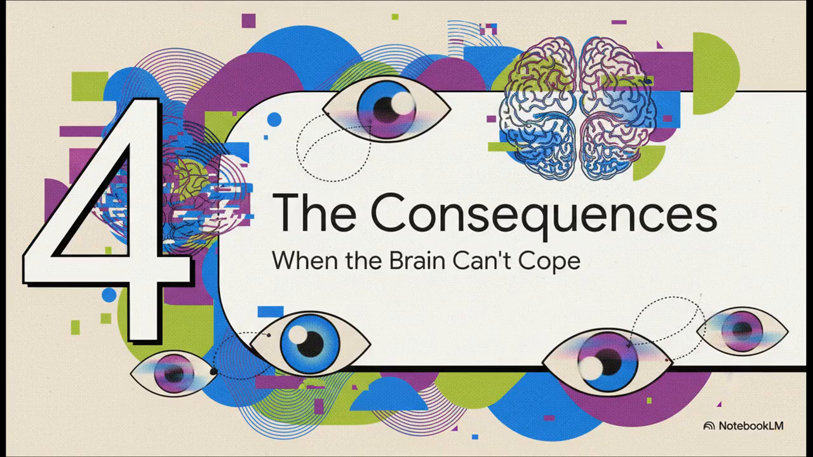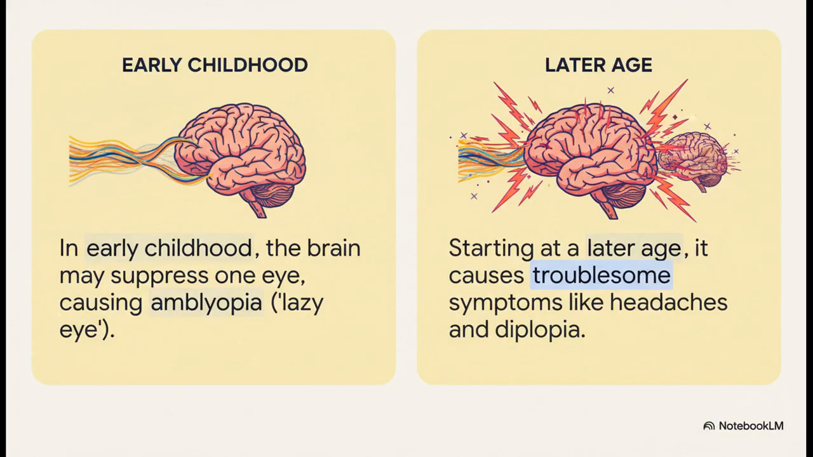So let's talk about the long-term consequences. What happens when the brain can't cope? Either because the image difference is just too big, or because that amazing adaptation just doesn't happen the right way. This is where timing is absolutely everything. If this happens in early childhood, when the brain's vision center is still developing, it might just take a drastic step. It will literally suppress or just ignore the image from one eye to avoid the confusion, and that can lead to amblyopia, what most of us know as a lazy eye.